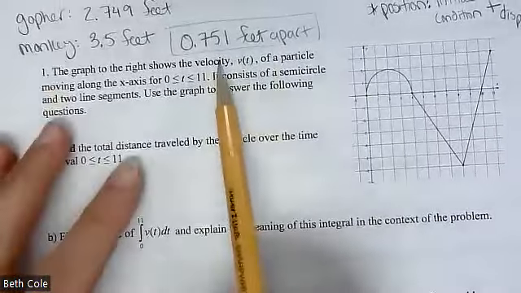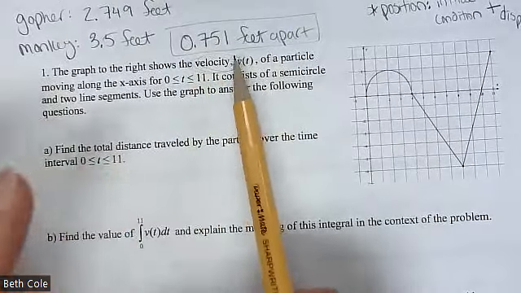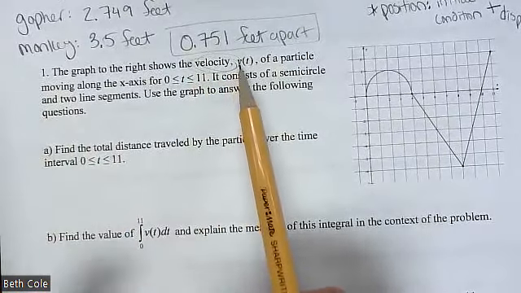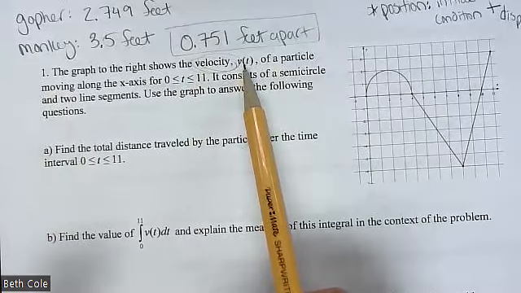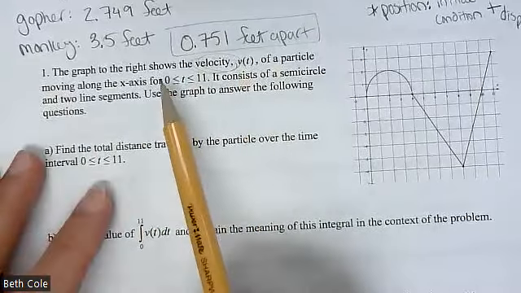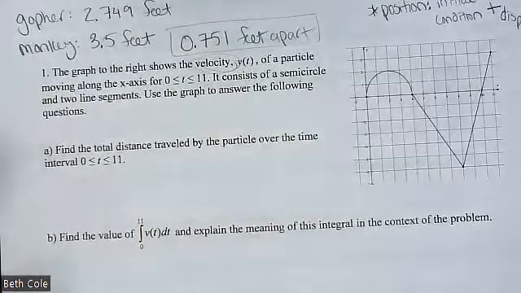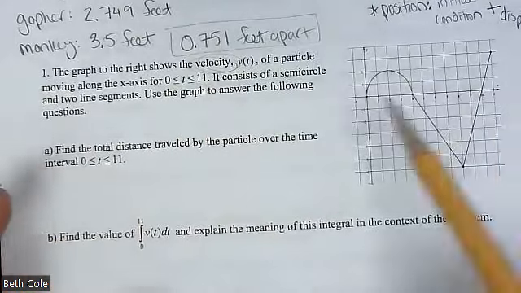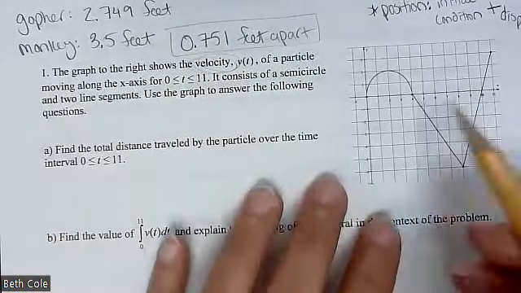All right, the graph to the right shows what? That's good. You want to be given velocity. Velocity is your source that gives you all your information, right? Particle is moving from time 0 to 11. There aren't any units here. Consists of a semicircle and so on. Let's go find all our areas.